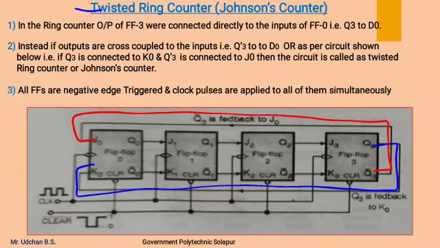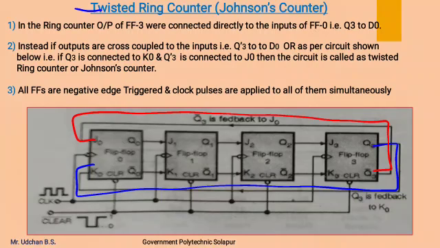4 JK flip flops are used in these circuits, in which the output of previous flip flops is connected as an input to the next flip flop, and the output of the last flip flop is cross coupled to the inputs of the first flip flop. All the flip flops are negative edge triggered and a common clock pulse is applied, therefore the outputs of all the flip flops change simultaneously.